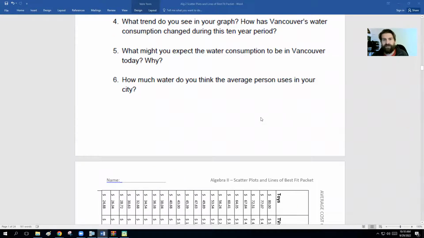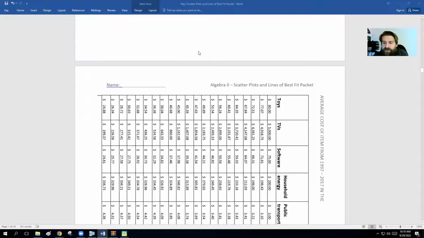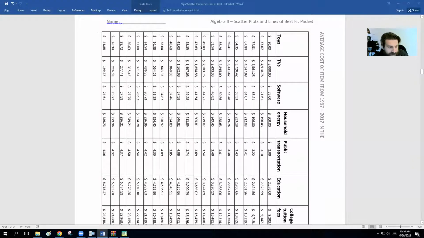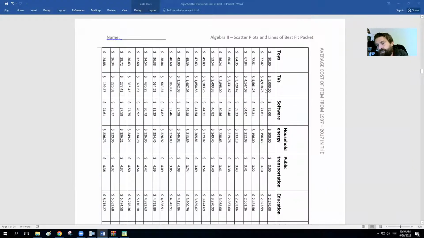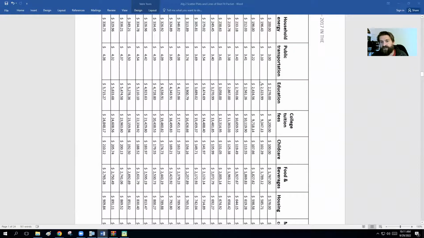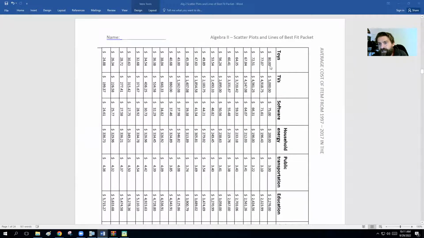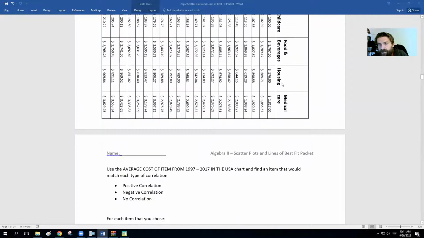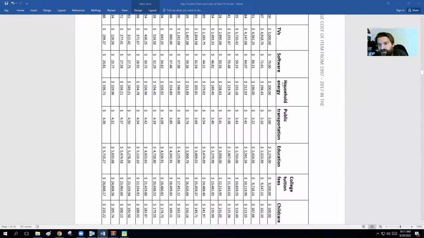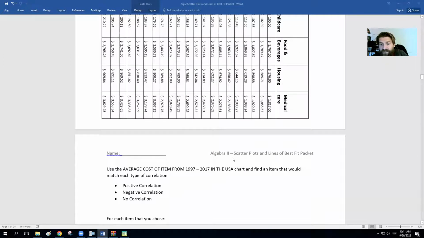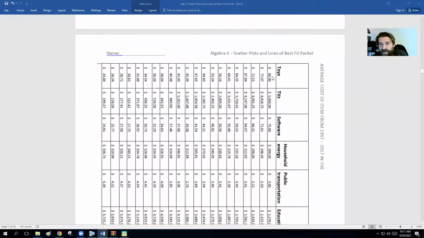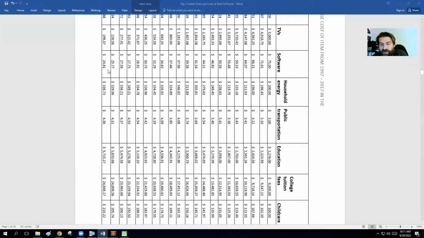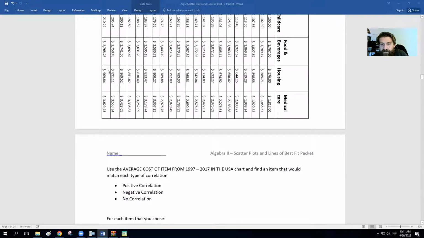Not too bad. Plot some points, get a graph, answer those questions. All right, assignment 2 is this giant table of information. This is basically the average cost of items from the year. The years got cut off, but basically it's the year 1997 up here at the top, going down to the year 2017.